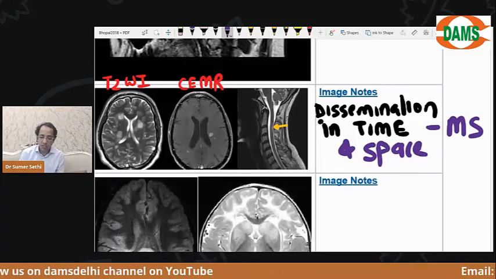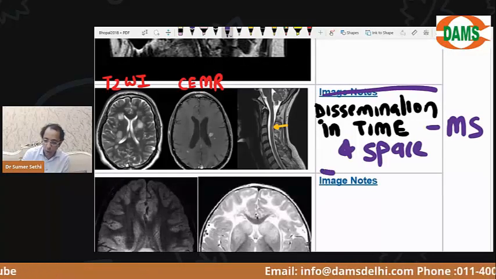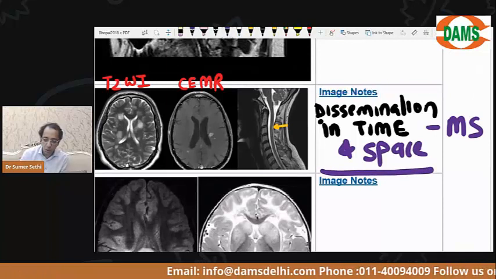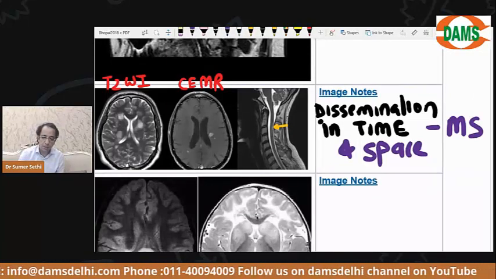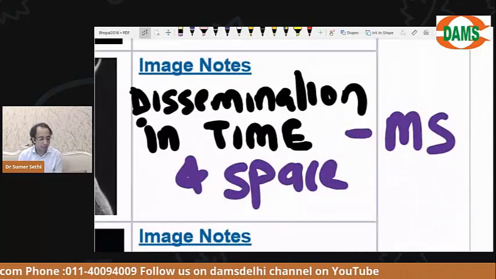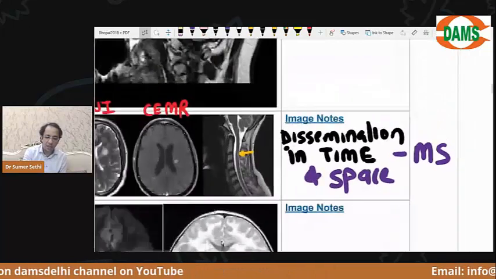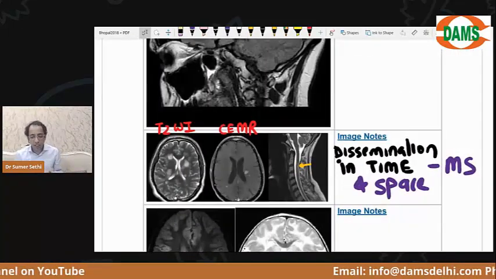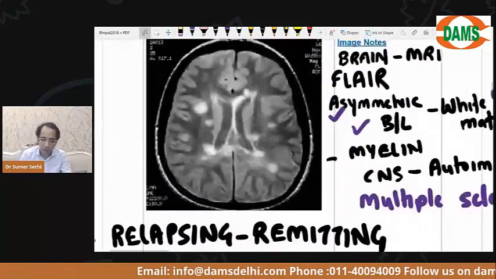Okay, so this is the word that you will find written in Harrison, but now you know the meaning of the words, so you don't need to mug up. MS in radiology will show dissemination in space and time. Are you clear with the words? I could have simply said yaad kar lo, but I want you to understand. That is the key. It will take some time, but once you understand, you will never forget.